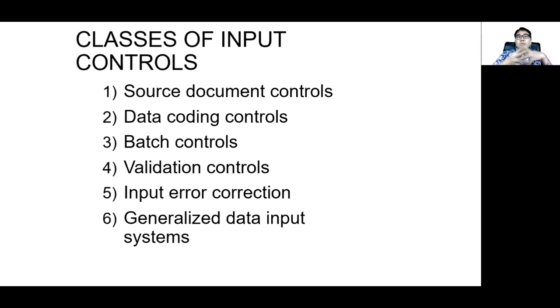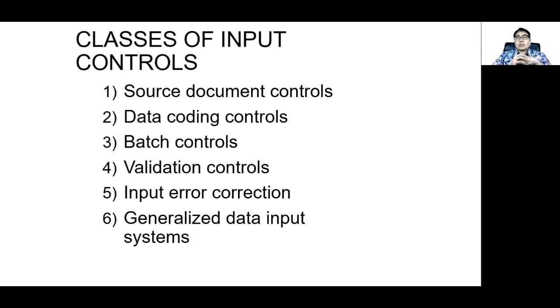There are several types of input control. The first one is the source document controls. This is basically where you have a source document, and based on the data that is on the source document, you input the data or copy the data to the system. So it's kind of like a manual process. And since it's a manual process, usually the control is done manually inside the source document. For example, a pre-numbered document.